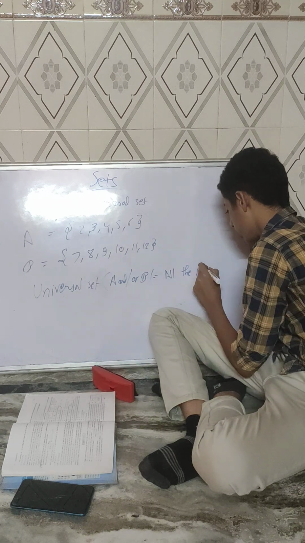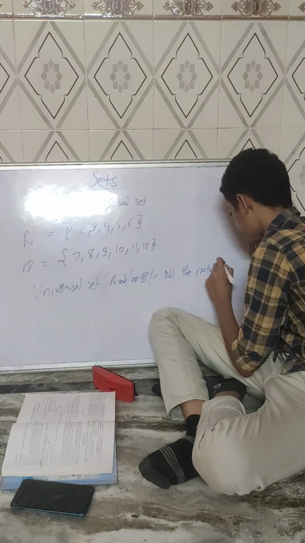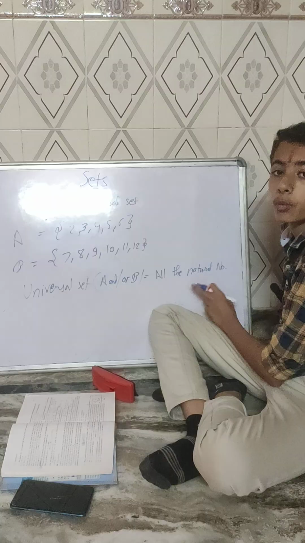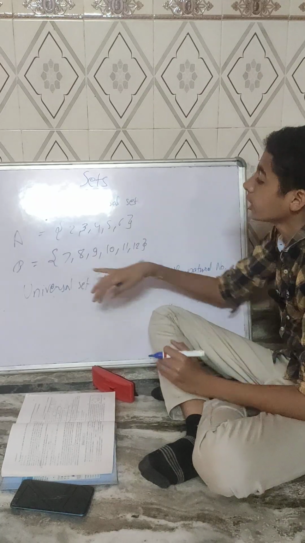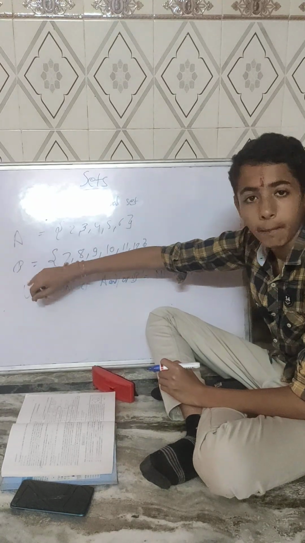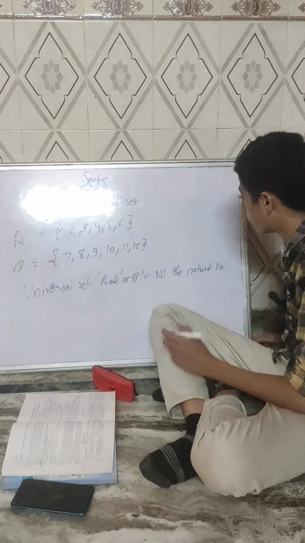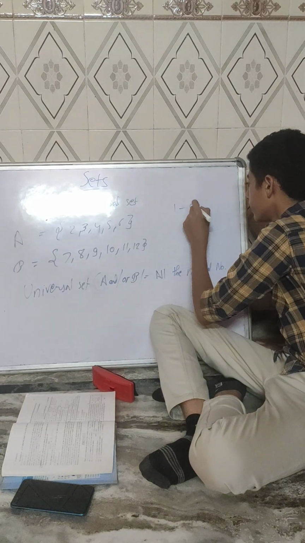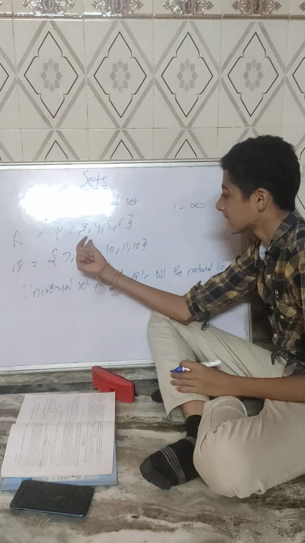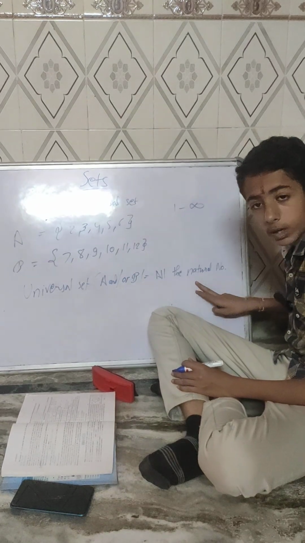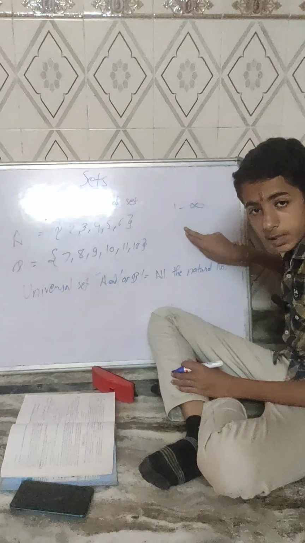It will be all the natural numbers. The natural numbers will be the universal set of set A and set B, because this set of natural numbers, which is 1 to infinity, has these sets in between them. So A and B are subsets of the natural number set, or the universal set.